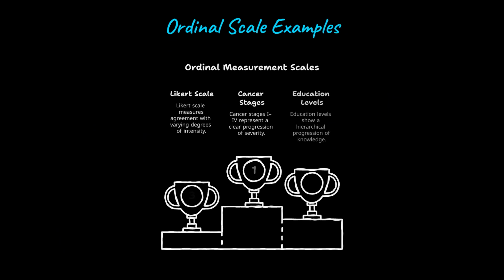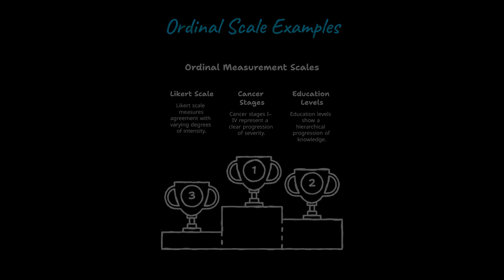Classic ordinal examples include pain ratings, Likert satisfaction scales, cancer stages, and education levels. The order is meaningful and cannot be shuffled without distorting the data, but the psychological or experiential distance between steps may vary. A patient reporting pain level 8 is worse off than one reporting 6. That ordering is reliable, but ordinal data cannot guarantee that the gap between 6 and 8 equals the gap between 2 and 4. Unequal spacing is the defining limitation.